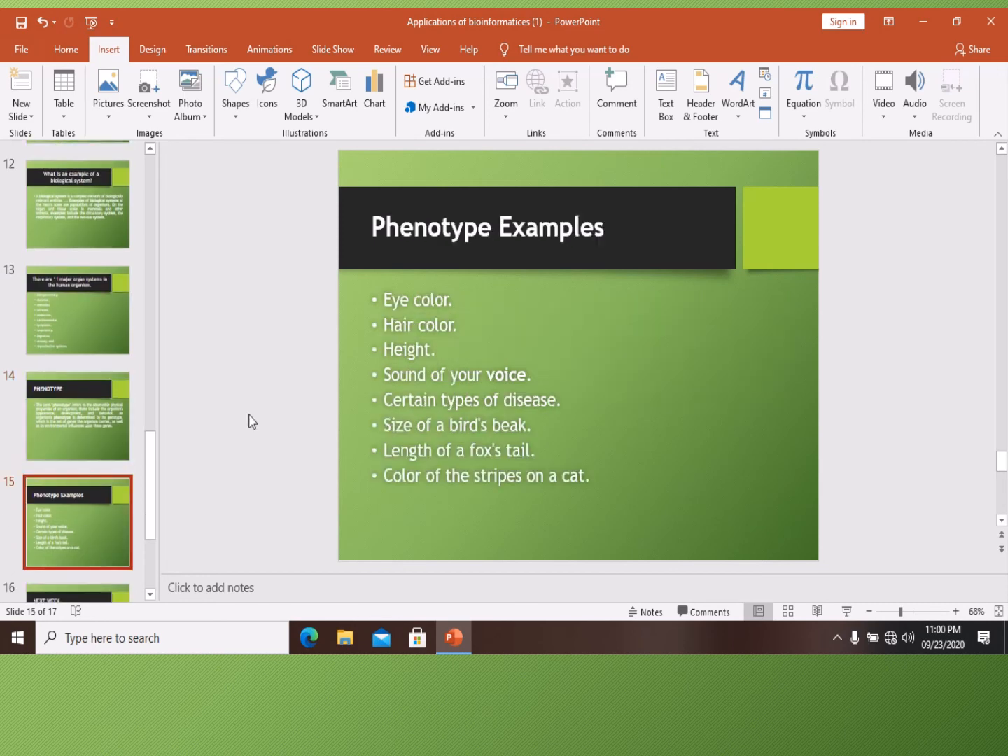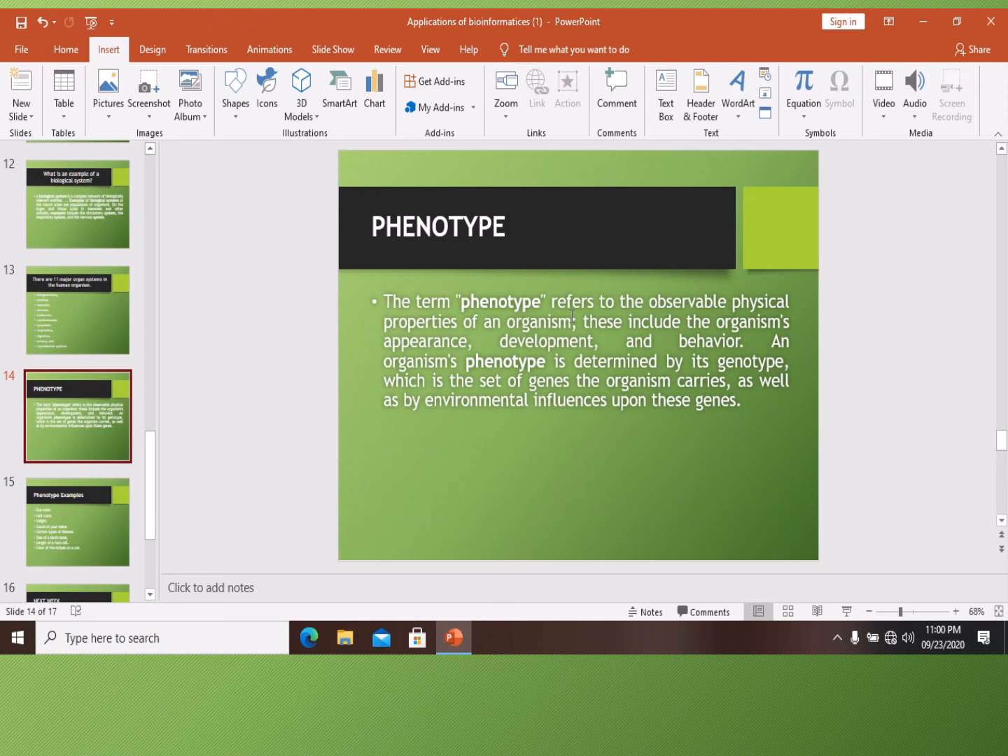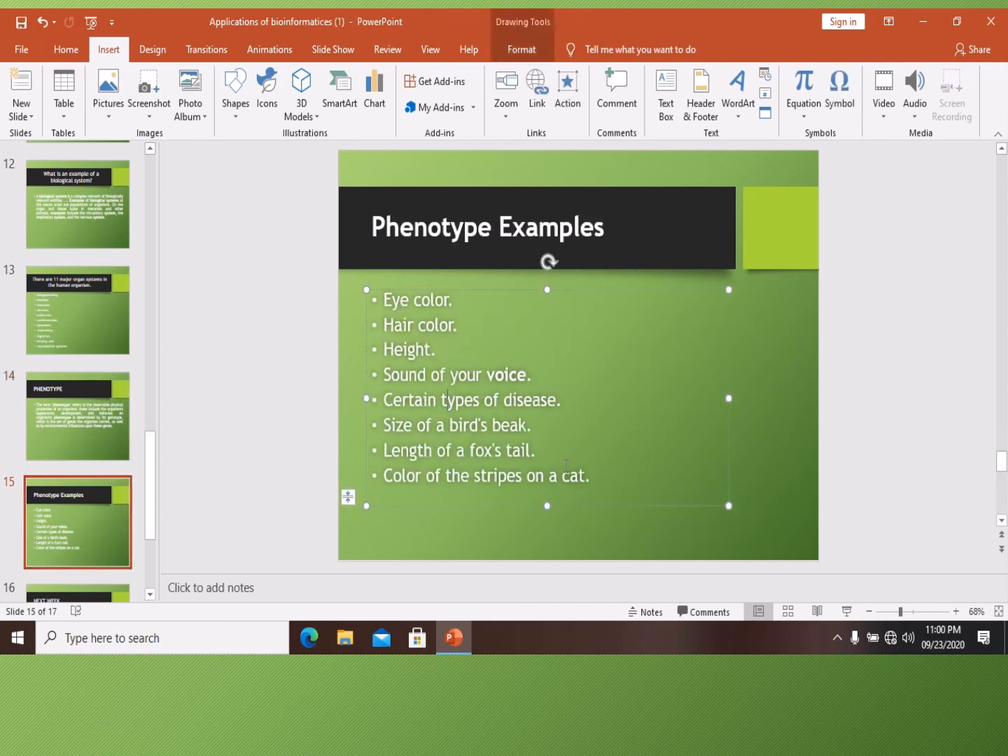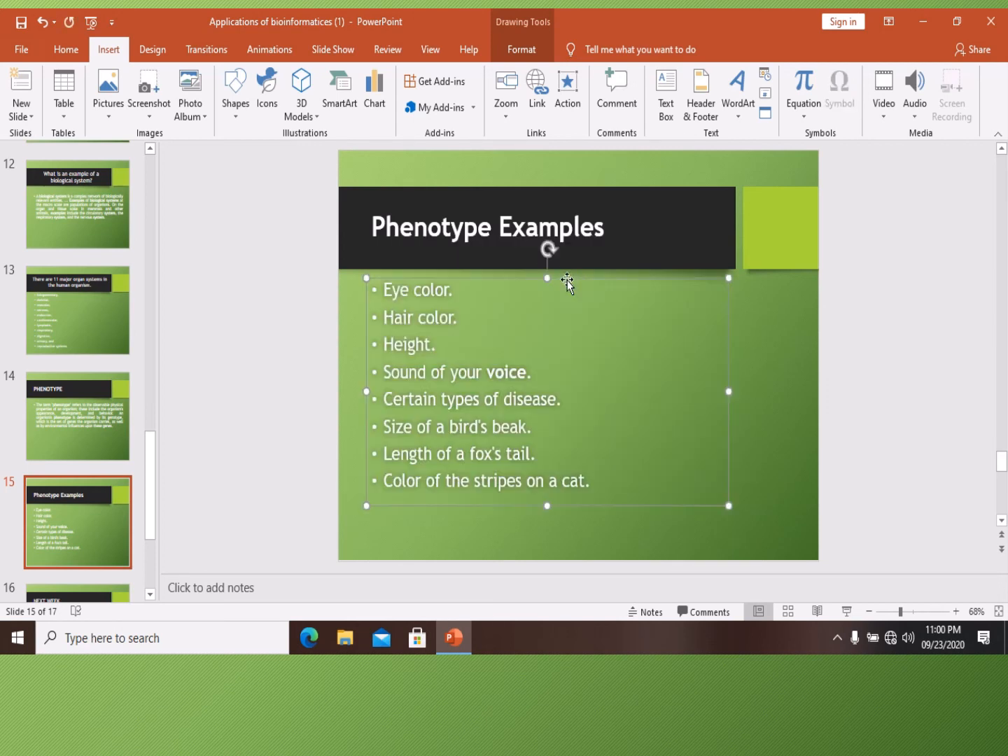An example of this would be eye color, hair color. So this includes the organism's appearance, development and behavior of a concerned person. It will reflect in other persons also. So these are the examples of phenotype. Then you can go with this, and a lot of examples are there. You can refer to Google. It will give a clear idea.